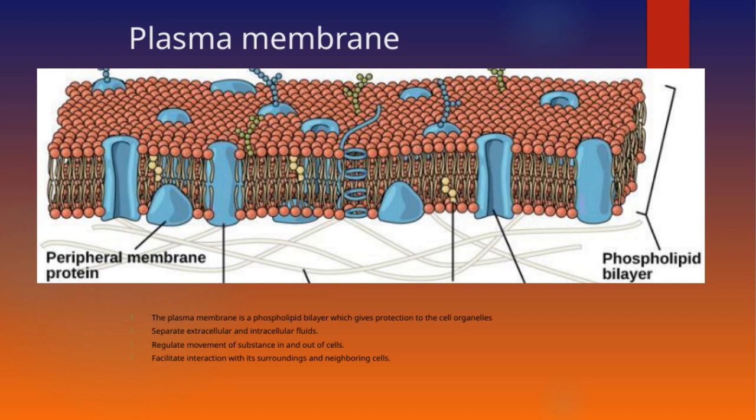Additionally, the membrane facilitates interactions with its surroundings and neighboring cells. This communication is vital for processes like tissue formation, immune responses, and cell signaling. So overall, the plasma membrane isn't just a barrier. It's a dynamic structure that supports the cell's protection, communication, and regulation, tying into the bigger picture of how cells function as the building blocks of life.